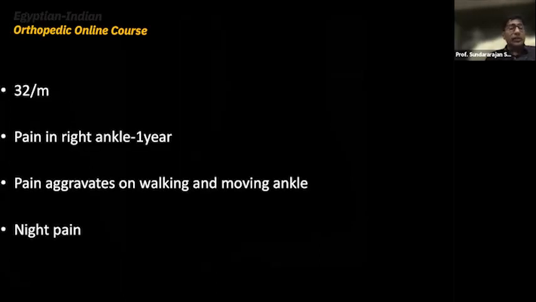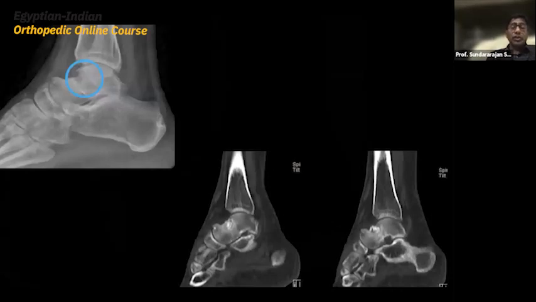This is another case of a 32-year-old male patient who presented with pain in the right ankle for 1 year. Again, the pain aggravates on walking, even on moving the ankle, with a lot of night pain. So this is a totally different scenario. You can see this X-ray very carefully. Very rarely do you see this kind of lesion in the bone. It's a benign tumor, almost at the talar neck and body junction.